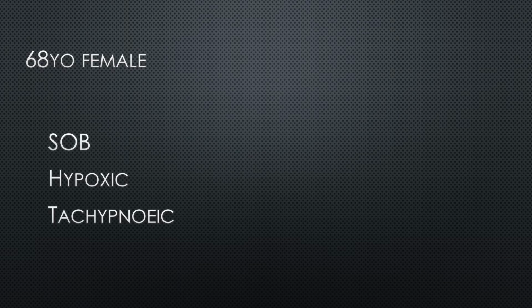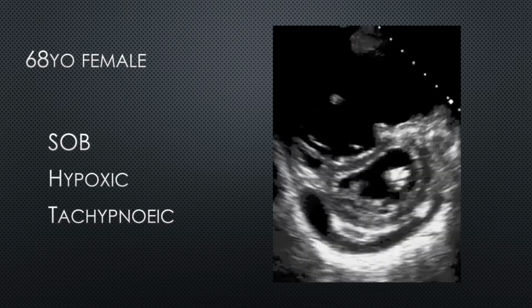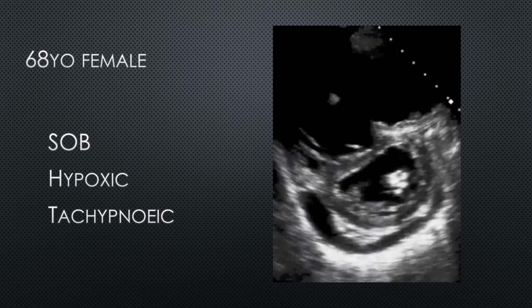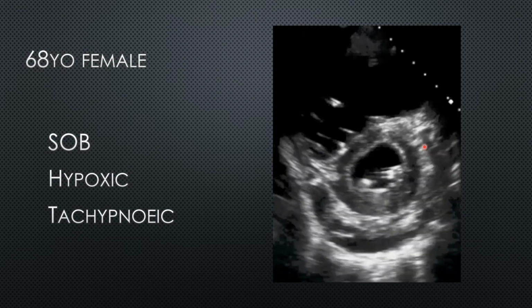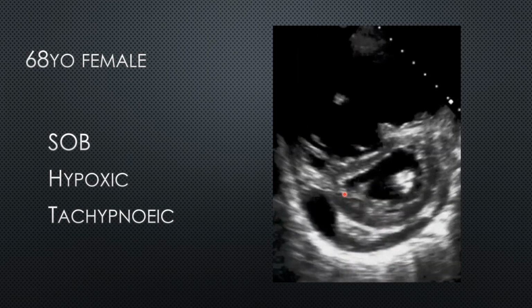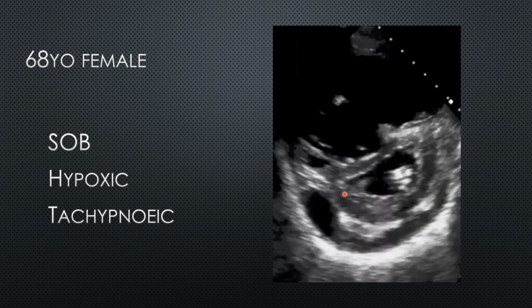So it's 2 a.m. and one of your junior doctors comes to you for advice. He's just seen a 68-year-old female who's presented with shortness of breath, hypoxia, and tachypnea. He's recently done an ultrasound course and he's managed to get this view, and he wants your opinion. So this is a parasternal short axis. This is the right ventricle. This is the left ventricle. So what do you think?